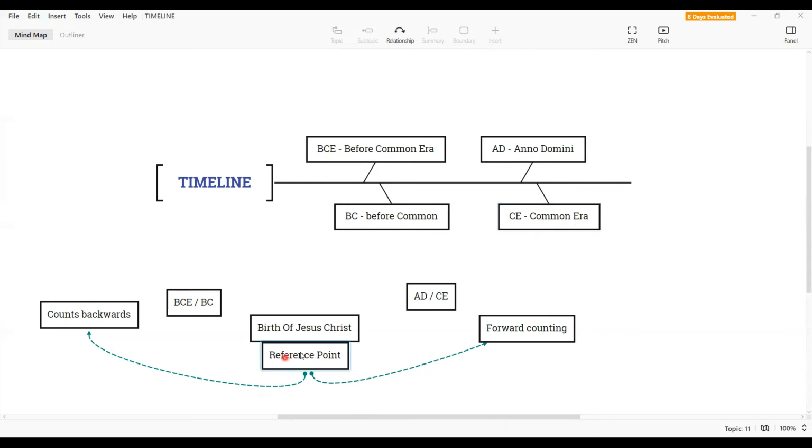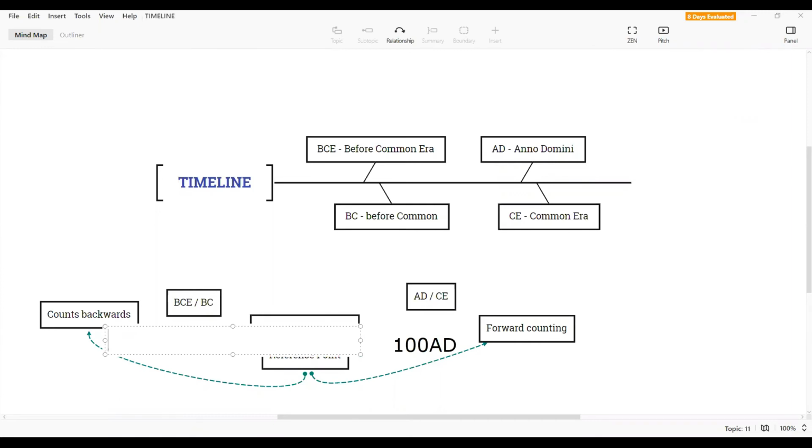Okay, children. The main point is that from Jesus Christ, this side will be forward counting. And from here, this BCE and BC will count backward. For example, suppose you imagine this is 100 BC. So this is 100 BC, and here it will be 100 AD. When you count, wait, let me put 200 also.